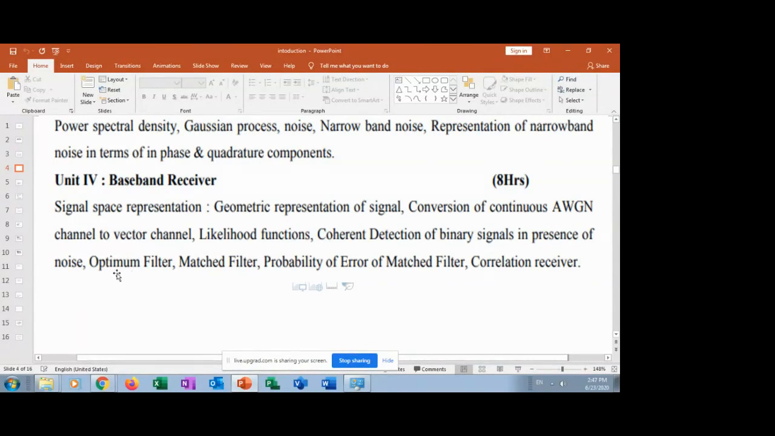We will start with the optimum filter. After that, the matched filter, and after that there is a simple coherent detection filter, or we can say the correlation receiver. So here the optimum filter, matched filter, and error probability are very important points that we will discuss later, but just remember what you have to study under unit number 4.